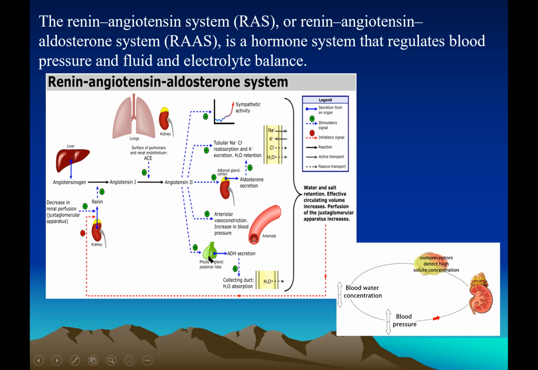The posterior pituitary gland will secrete ADH from the hypothalamus. That will also result in reabsorption of water from the urine filtrate, thereby increasing the blood pressure and blood volume. So this system you have to know, because many of the drugs will interact with one of the components of the system here.